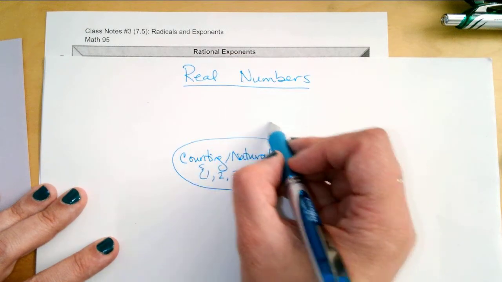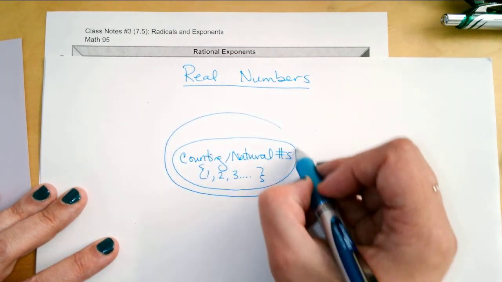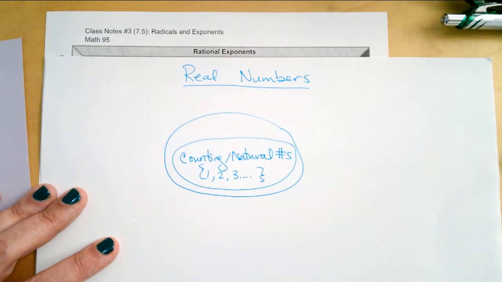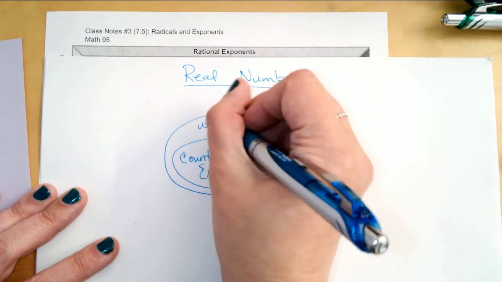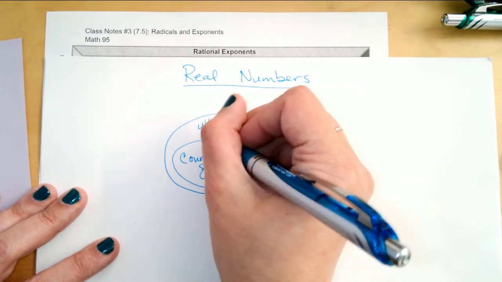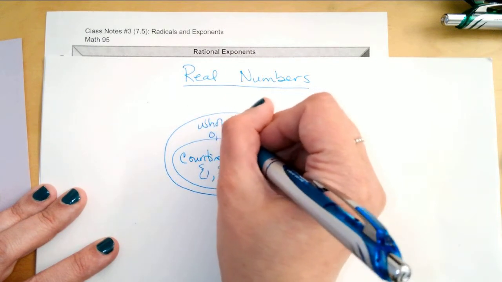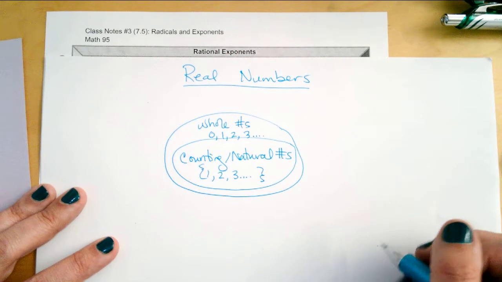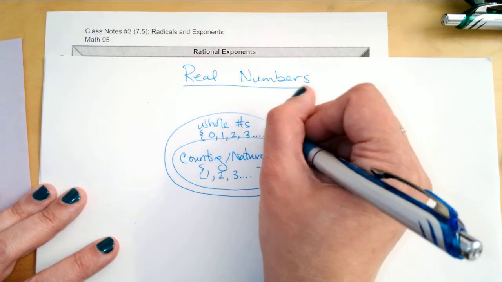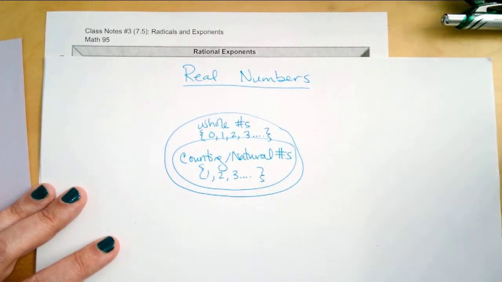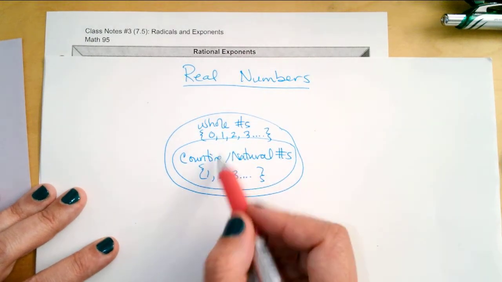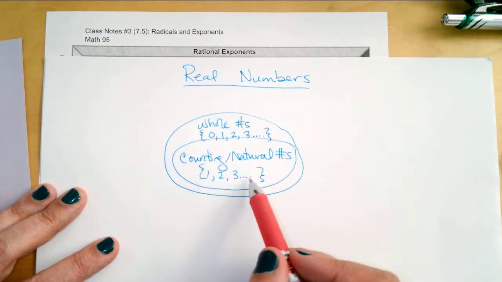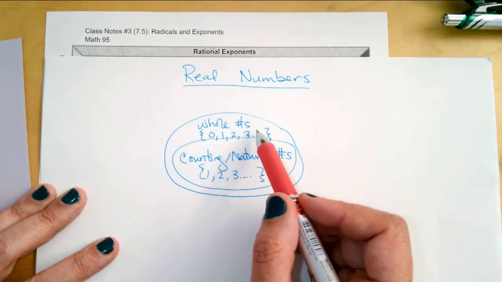Then, outside of that, the next set is the whole numbers. And the whole numbers are 0, 1, 2, 3, ... So I always like to say that 0 is a whole lot of nothing, right? Because it's a whole number. But it's the only difference from the counting numbers. Notice the counting numbers are all contained within the whole numbers.